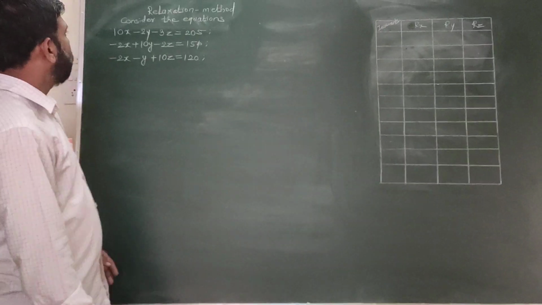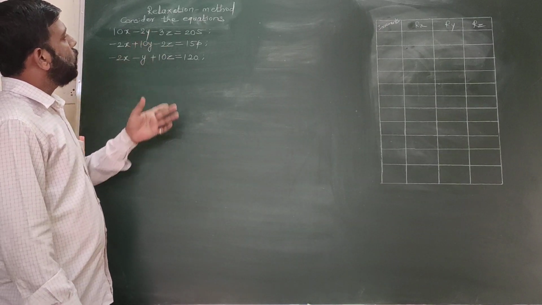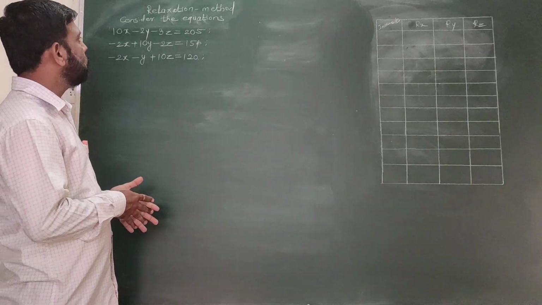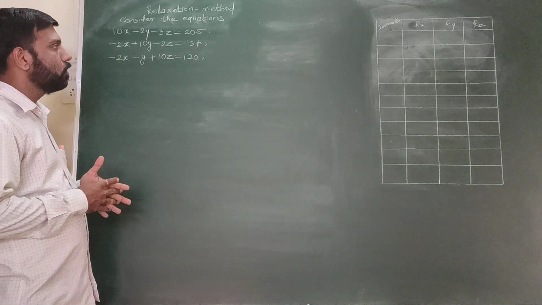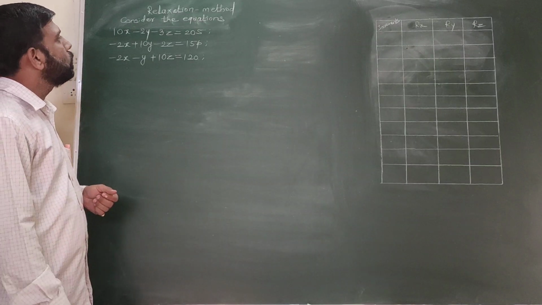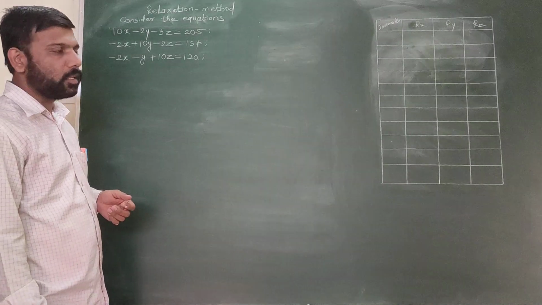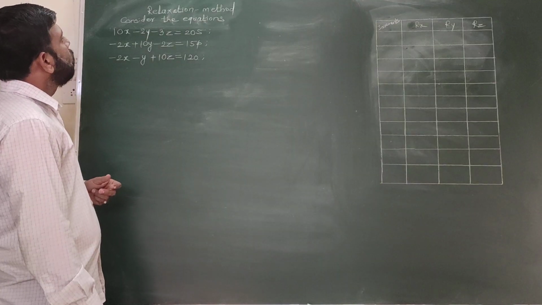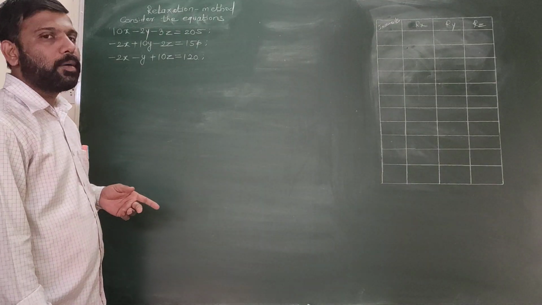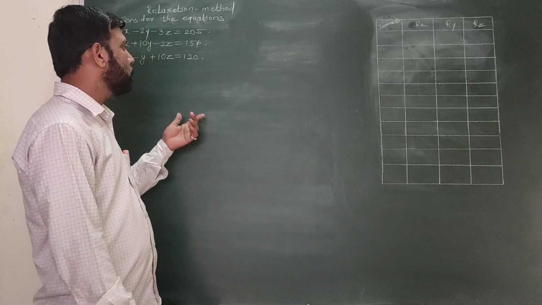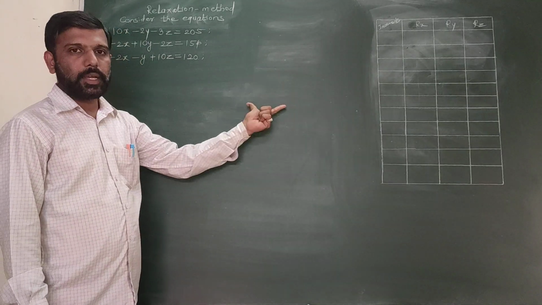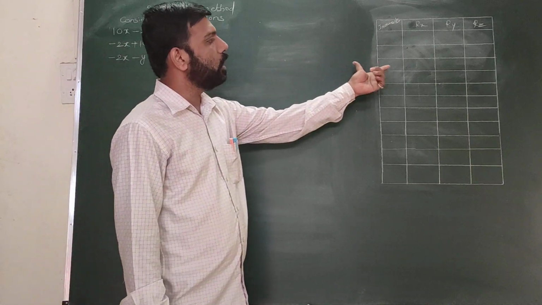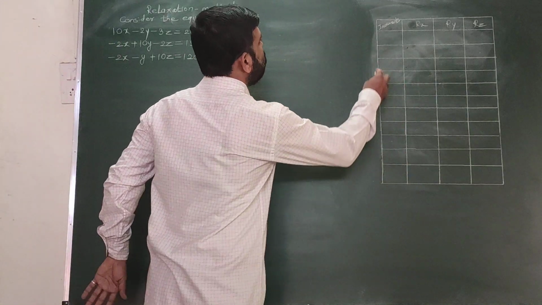Friends, consider one example. In that, we consider here three equations, three equations with three unknowns x, y, z. We have to find out the value of x, y, z by using the relaxation method. This relaxation method will complete in three parts. First part, writing the residuals. Next, operation table. And the last, relaxation table.